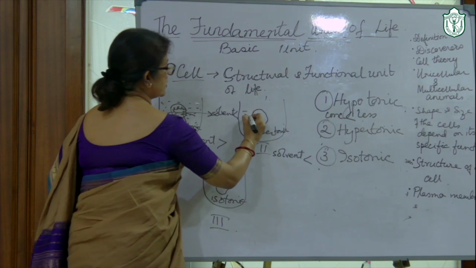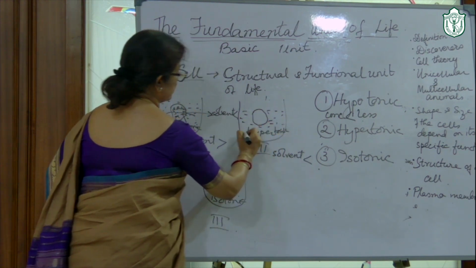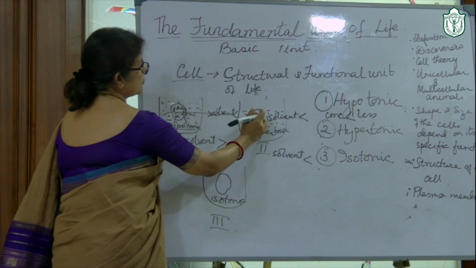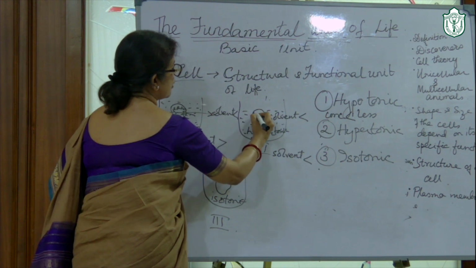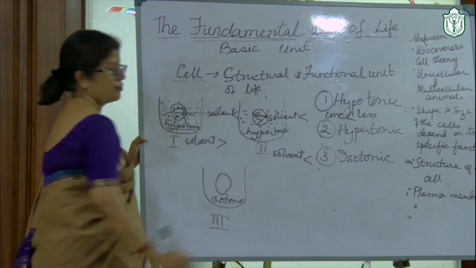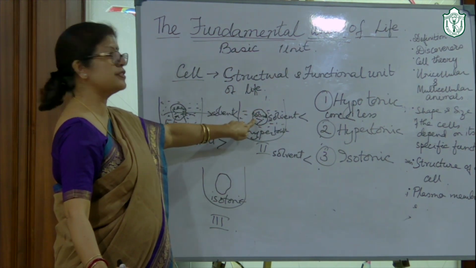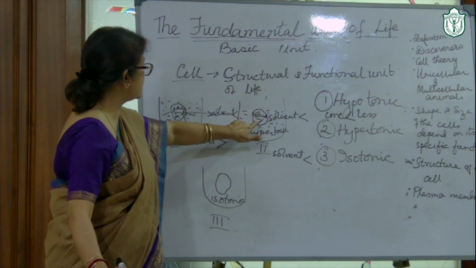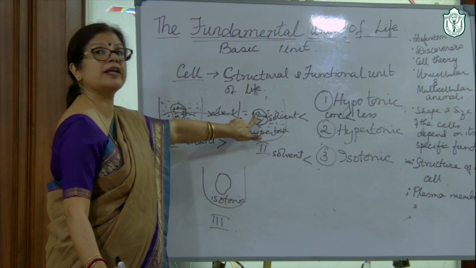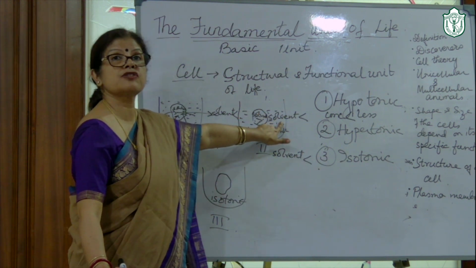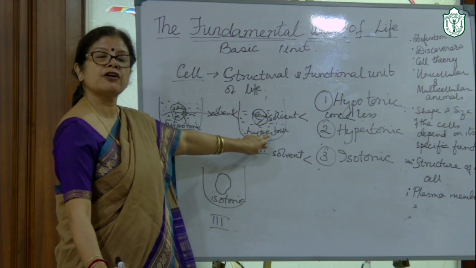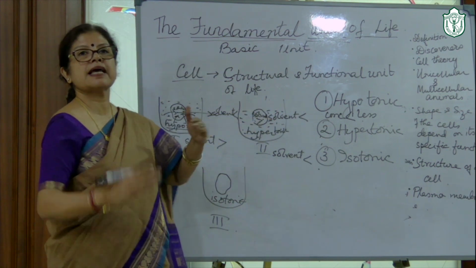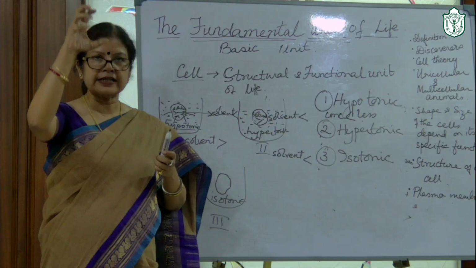And this is a hypertonic solution where the solvent is less compared to the inside of the cell, where the solvent is more. Solvent concentration here is more. So, according to osmosis, the water will move from where the solvent is more to where the solvent is less, that means to a hypertonic solution. So, outside is hypertonic solution. What happens to this cell? The cell loses water molecules and it shrinks.